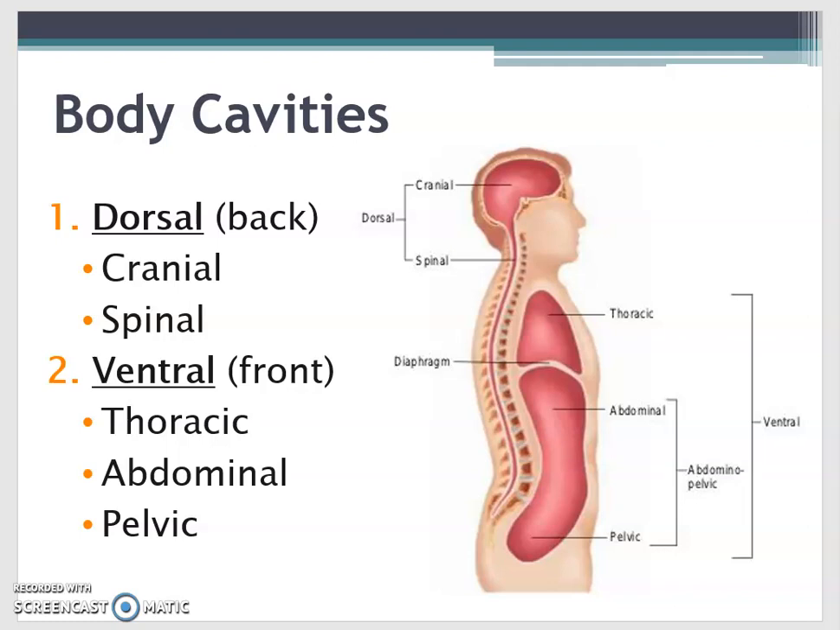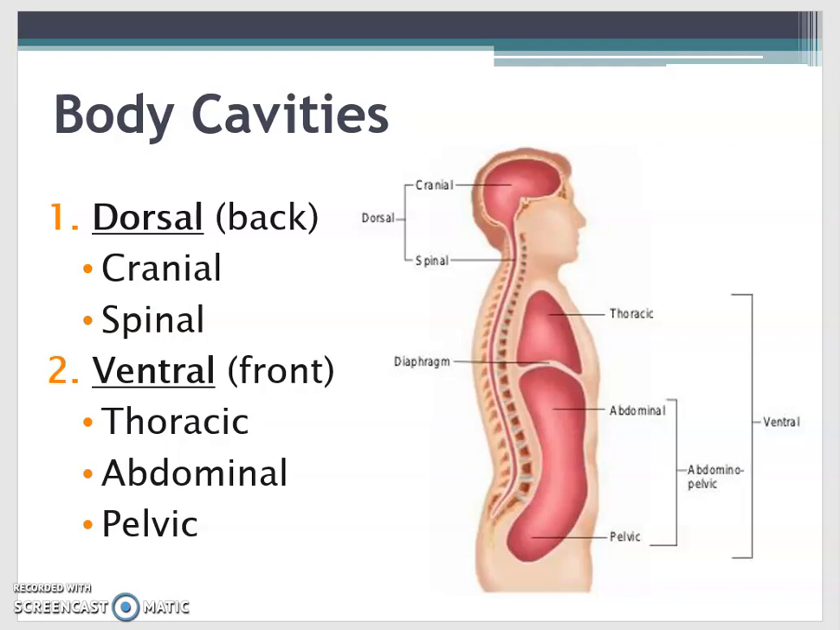Looking at them a little bit more closely here, we see the illustration of the dorsal and the ventral cavities. The dorsal, of course, is the posterior, and it really has two smaller cavities, and that's all it consists of, the cranial cavity and the spinal cavity. So you probably already know, since you probably have some idea of basic anatomy, the brain is included in the cranial cavity, and in the spinal cavity, it's the spinal cord.